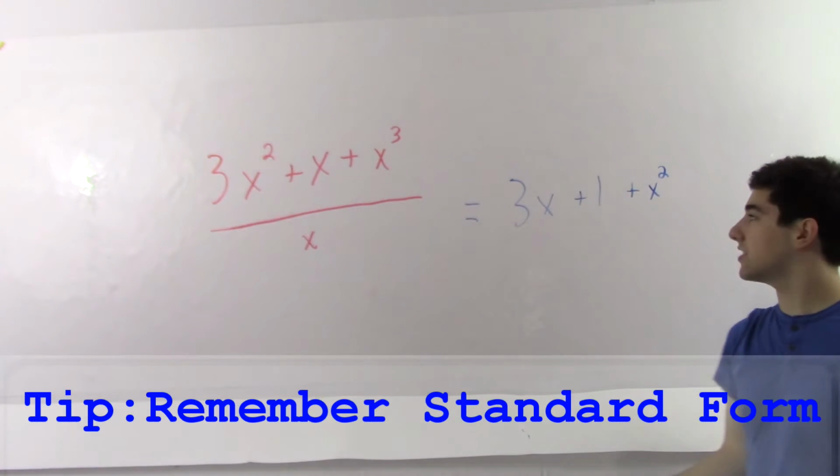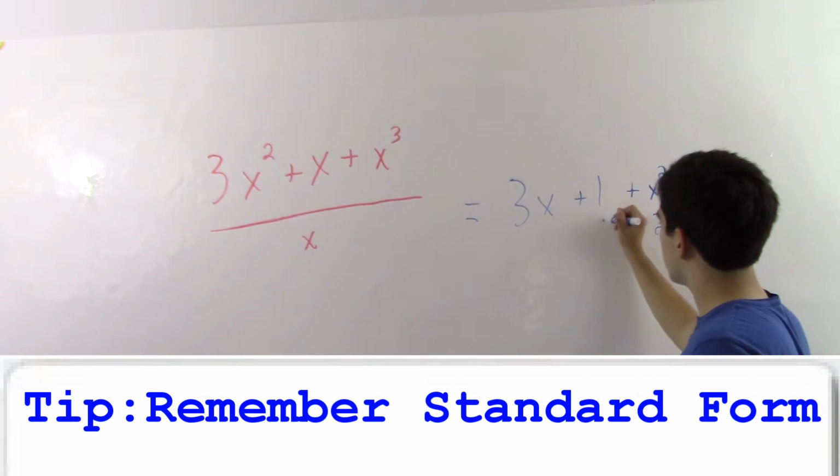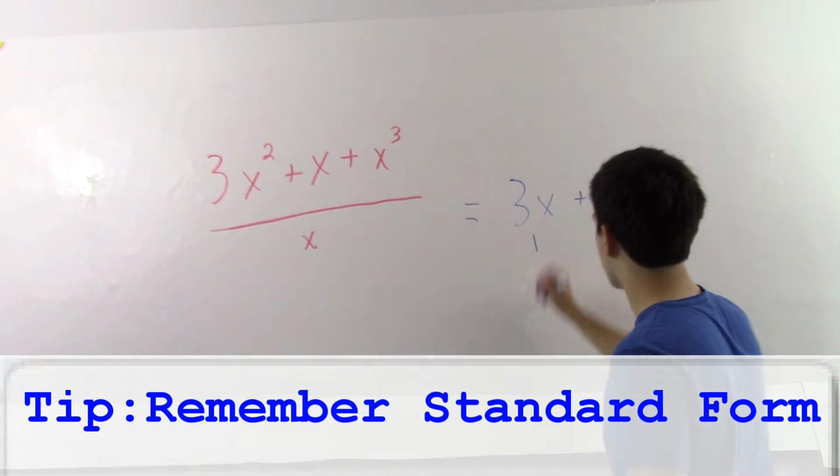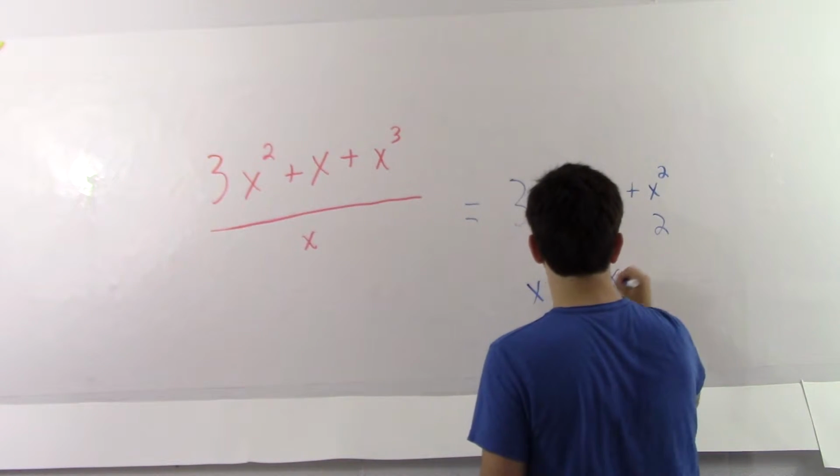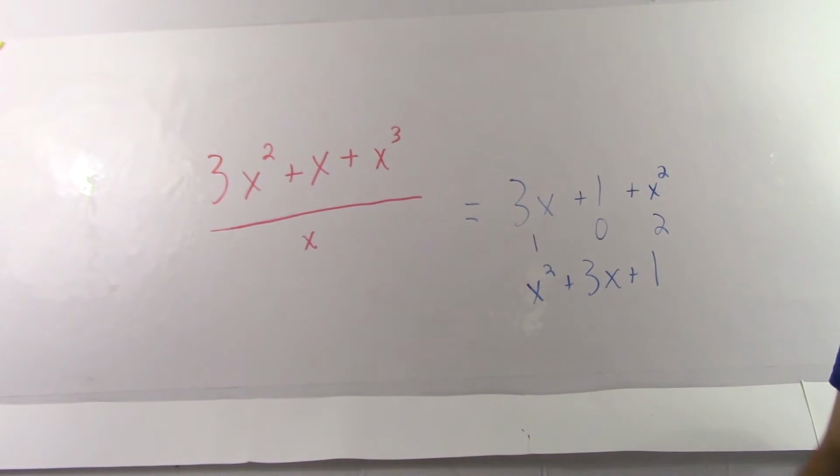Now if I want to put it into standard form, this has a degree of 2, this has a degree of 0, this has a degree of 1. So x squared plus 3x plus 1. And that would be your final answer.